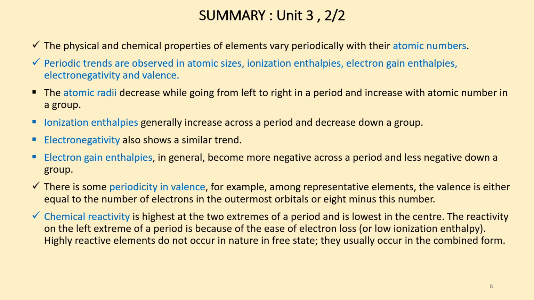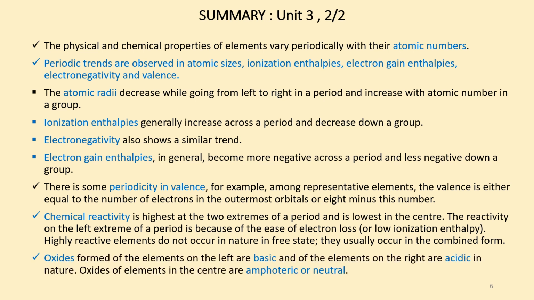Chemical reactivity is highest at the two extremes of the period and is lowest at the center. The reactivity on the left extreme of a period is because of the ease of electron loss or low ionization enthalpy. Highly reactive elements do not occur in nature in free state. They usually occur in combined form.